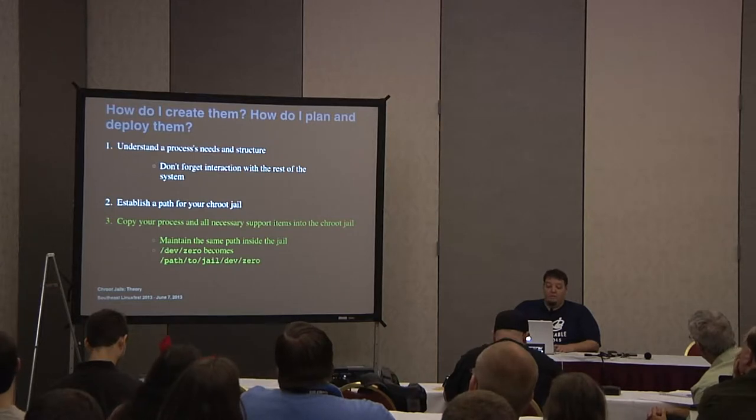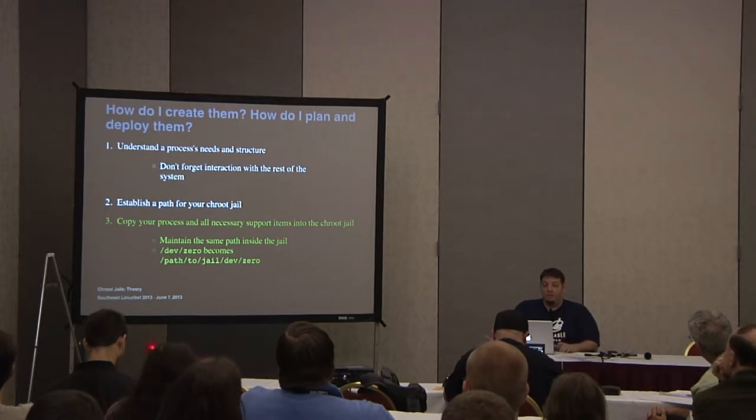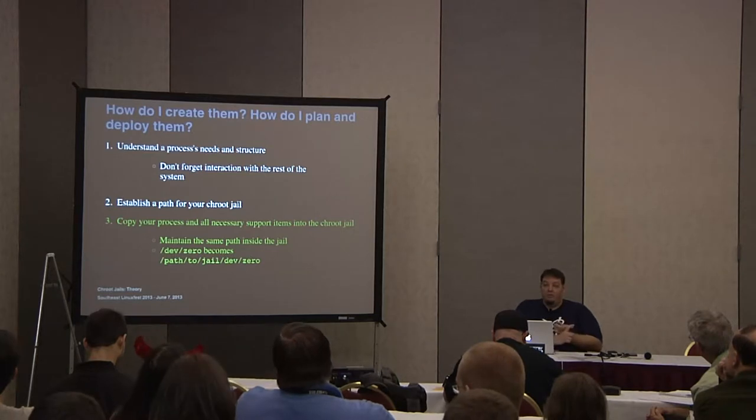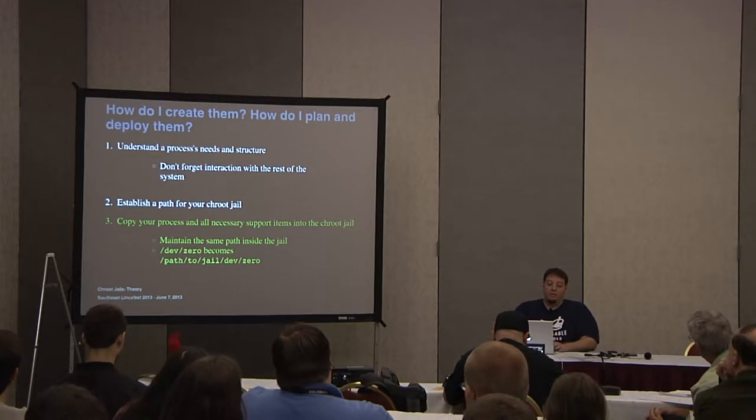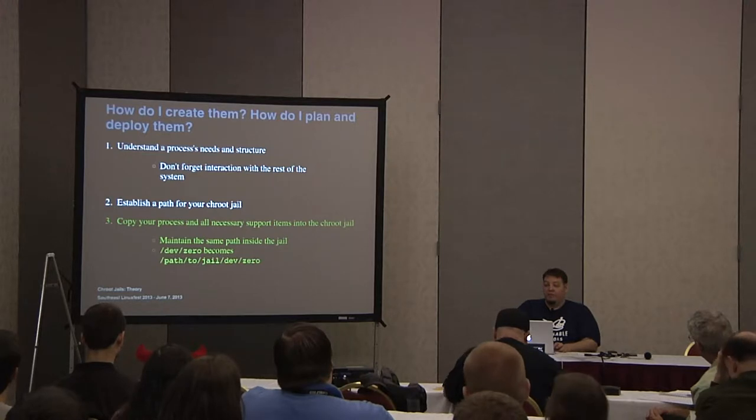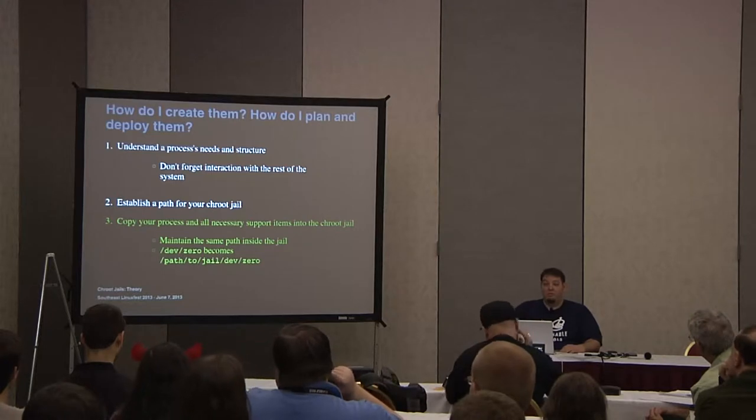Now this part gets a little interesting. So you're going to copy the process into your chroot. Let's go back to our postfix example. You've established the path for your chroot. You now have to duplicate everything that postfix would expect in a normal system. You have to duplicate the exact same thing into your chroot. So in our example, if postfix is looking for slash dev slash zero, now you have to create the same device file in the exact identical spot inside the chroot jail. So in this example here, slash path, slash to, slash jail is our jail path. So every single item has to be duplicated, everything that's mandatory.